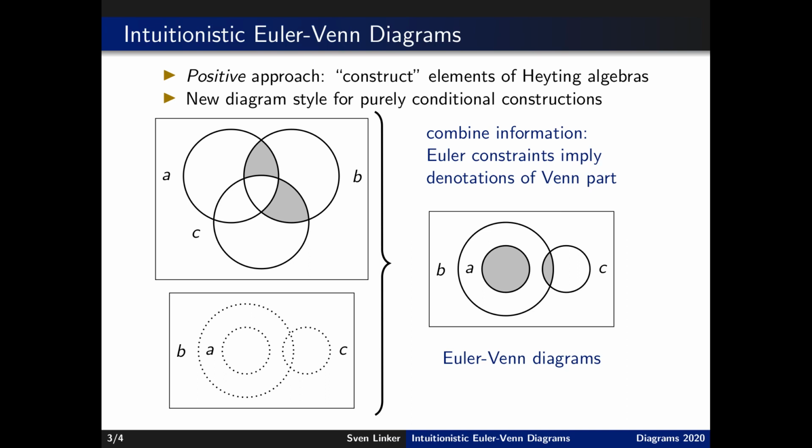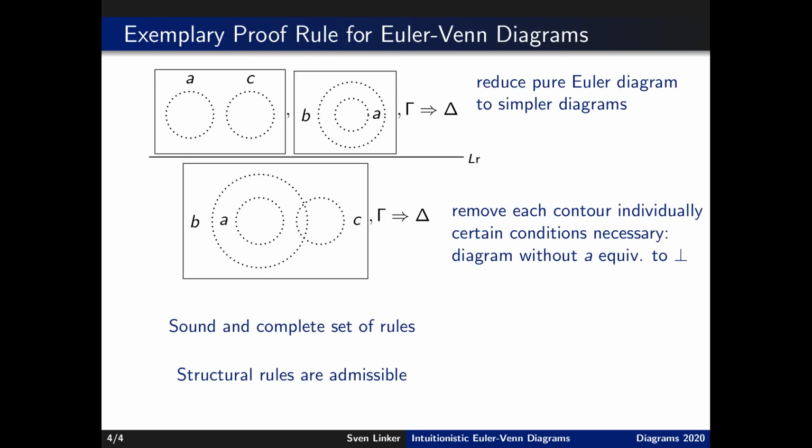To reason with such a system, we need to define suitable proof rules, and we'll do that in the way of a sequent calculus for such diagrams. Here's an example of a rule reducing pure Euler diagrams. The interesting part is that it allows us to remove contours from the diagram while keeping the topological information. However, the rule is only applicable under certain constraints.